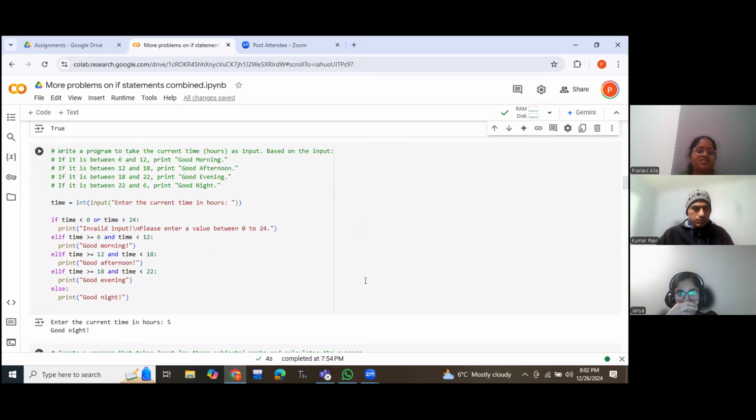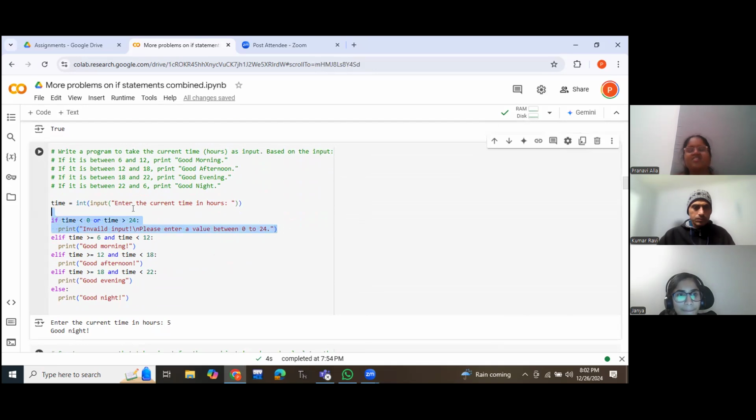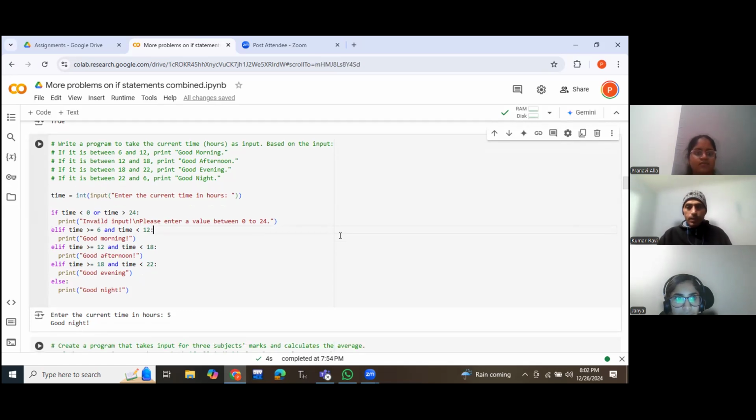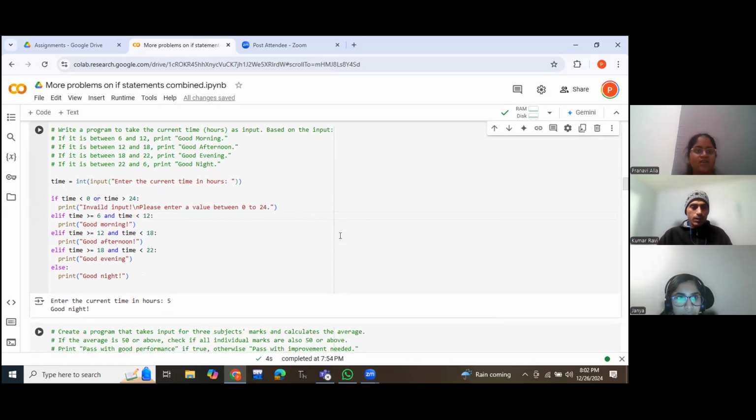This one is time, sir. I don't know if I did it right or not. Okay, input current time. For basic level, it's fine. But suppose that I should have hour, minute, second also, then it will be complex. But anyway, let's go ahead with that. Otherwise, it will take so long to complete only if-else. Okay, sir, we can go ahead.